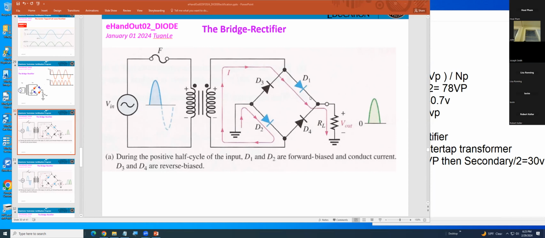They draw it this way, and it's easy for you to recognize. D1 and D2 work together, so D1 and D2 are forward bias, while D3 and D4 are reverse bias. Exactly, but the thing I want you to understand now: if you get the input positive, tell me, D1, D2, D3, D4, which one will be forward bias? 1 and 2 forward bias.